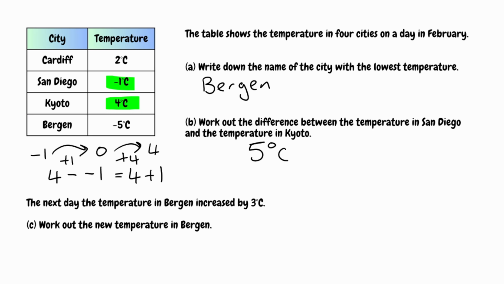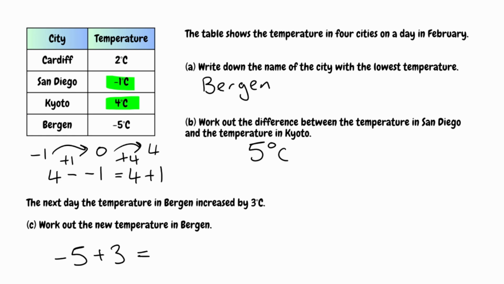And then for the last part of this question, we're told that the next day the temperature in Bergen increases by 3 degrees Celsius. We need to work out the new temperature in Bergen. So the starting temperature was -5. It's then increased by 3 degrees. So that means we're going to add 3 onto this -5.